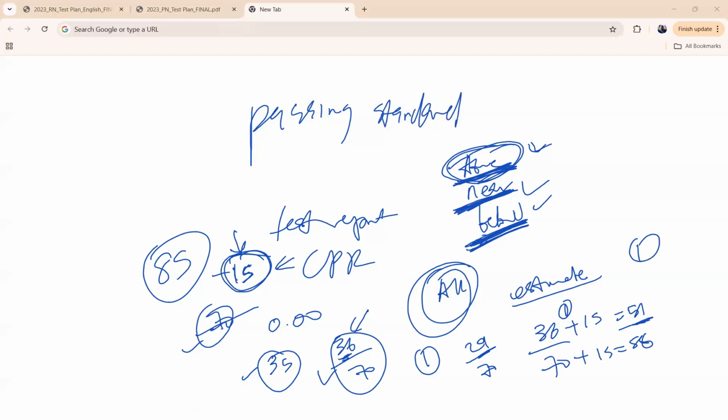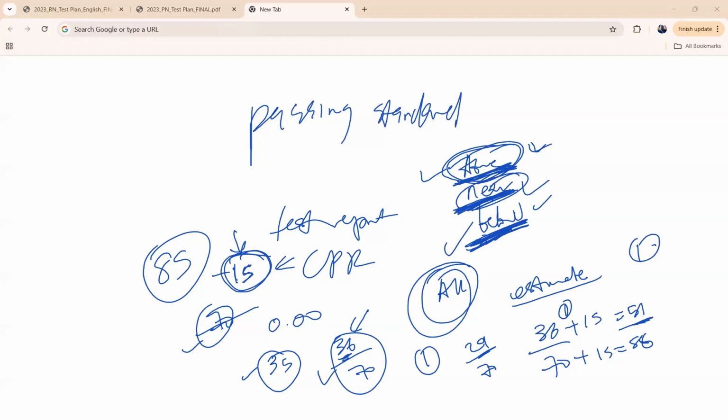Right. So yeah, but NCLEX wants you to be clearly above the passing standard, right? And clearly below the passing standard. That's why we have near. Because I always used to ask myself, why is it that we have above and why do we have below?